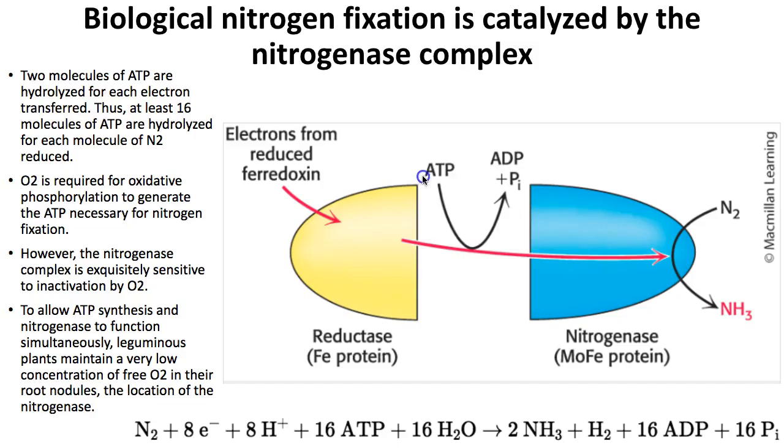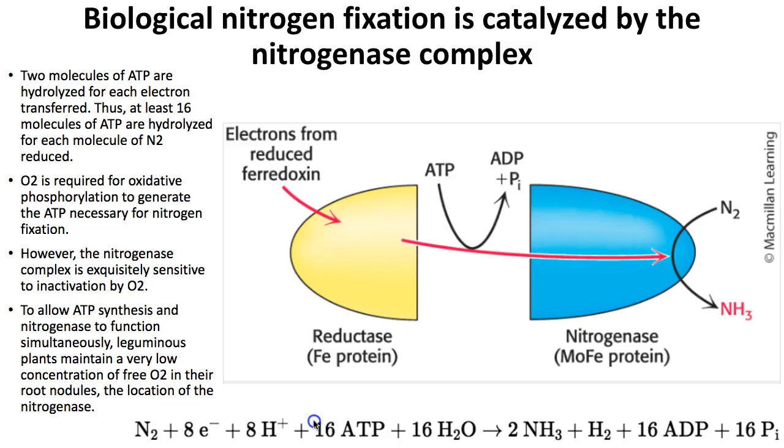In order to do that, how much ATP do you need? 2 molecules of ATP are hydrolyzed for each electron that is transferred. Therefore, since 8 electrons are being transferred in order to reduce nitrogen to ammonia, you do 8 times 2, and there is a requirement of 16 ATP in order for this to happen.